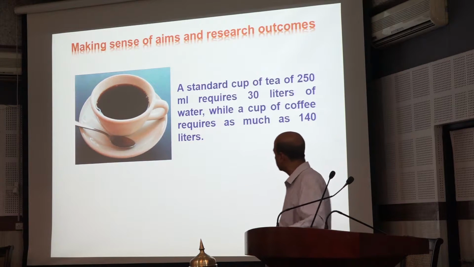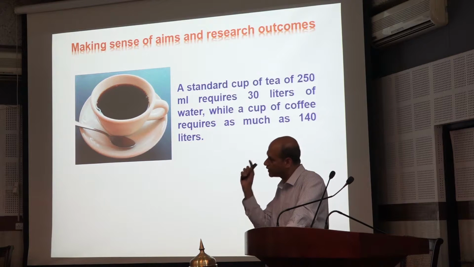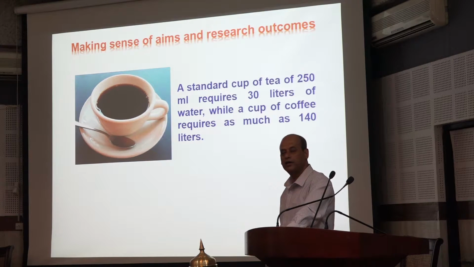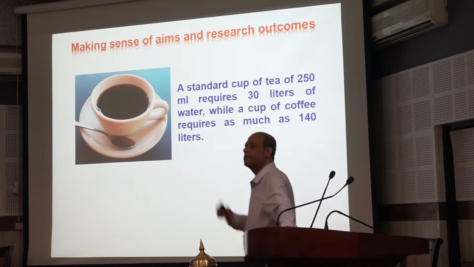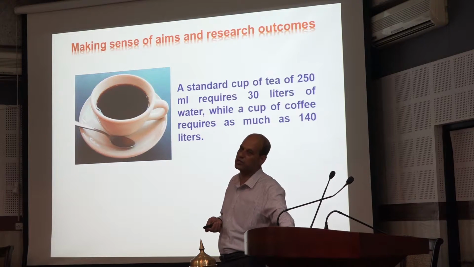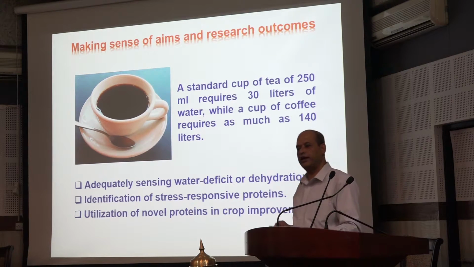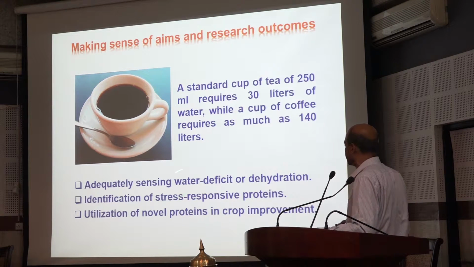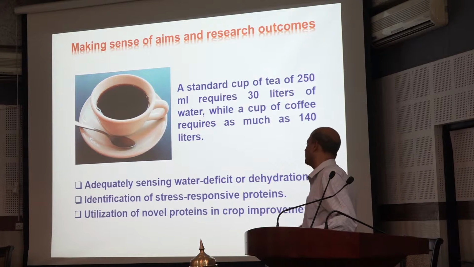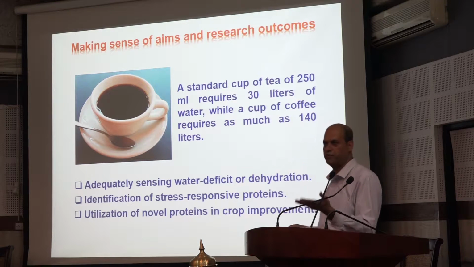And if it is a cup of coffee, just look at the figure. 140 liters of water is used just to give that much coffee for your one cup. That is the intimate relationship between crop yield and water. That tells us that we should understand the dehydration response and its relation to crop yield. So one of the main areas of my own laboratory is adequately sensing water deficit or dehydration, identification of stress responsive proteins, and then utilizing some of these novel proteins in crop improvement. These are the straightforward objectives of my research work.